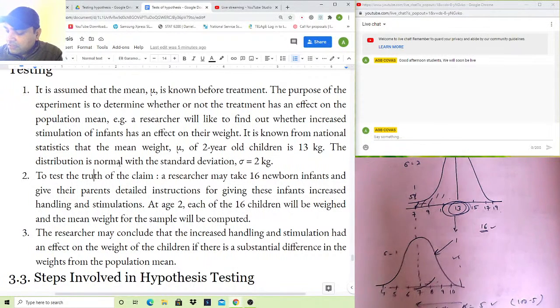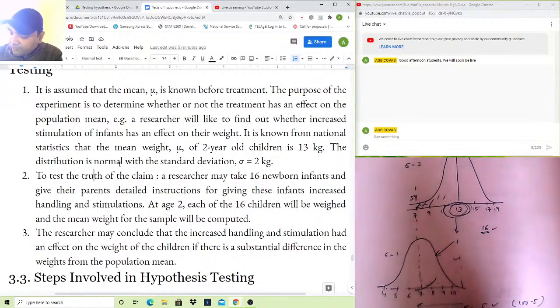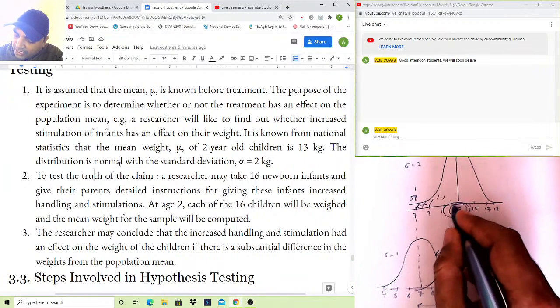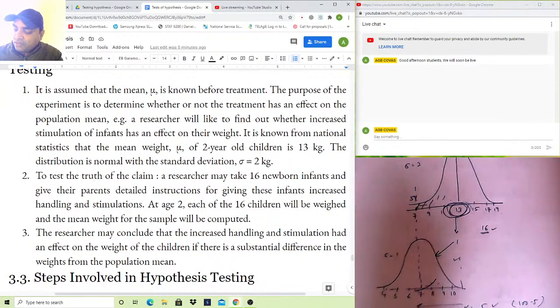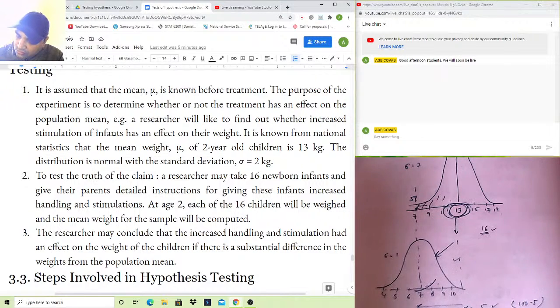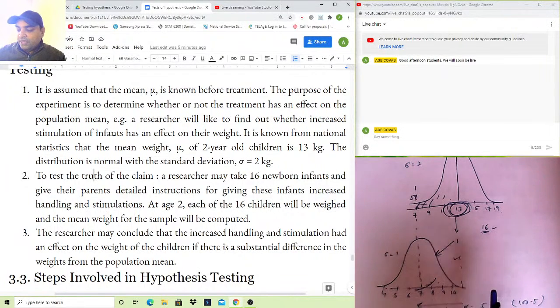So this is how we test. We have to see how far from the actual mean value our new sample mean value is. If it is more than 3 standard deviations away, it means that it crossed the 99% level and goes to the 1%, which is less than the 5%. So your null hypothesis will be rejected.